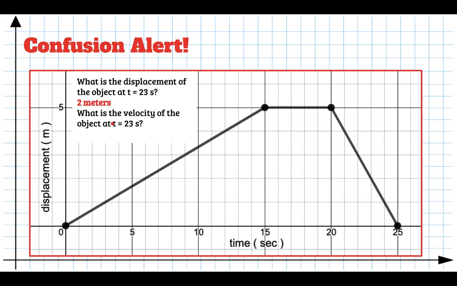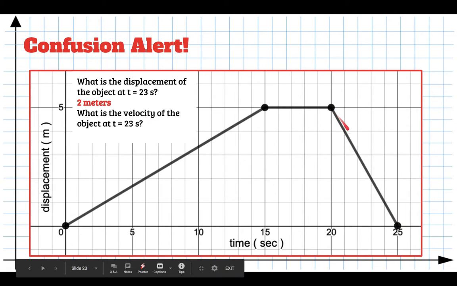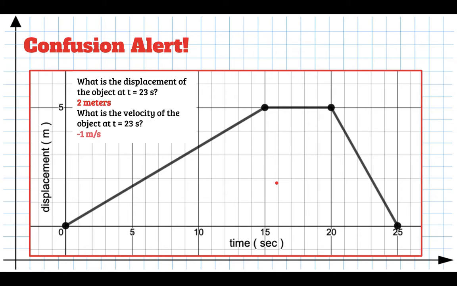But if I ask what is the velocity of the object at 23 seconds, now over here at 23 seconds, if you're looking at a graph of displacement and I ask you for the velocity, I'm really asking you for the slope. So I'm asking you for the slope right here. And the slope right here is the same as the slope of this entire line segment. So you can find the slope of this line segment. The rise is -5 meters. The run is 5 seconds. So it's -5/5, which is just -1 meter per second. So when you're asked about a graph, just make sure you know what you're being asked.